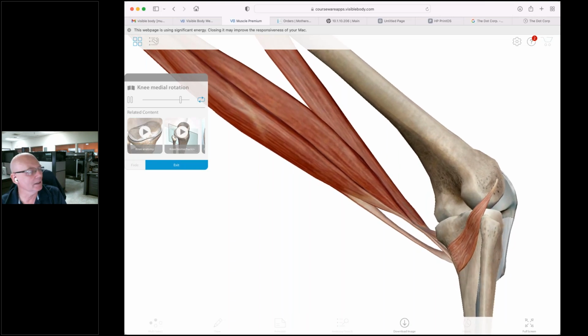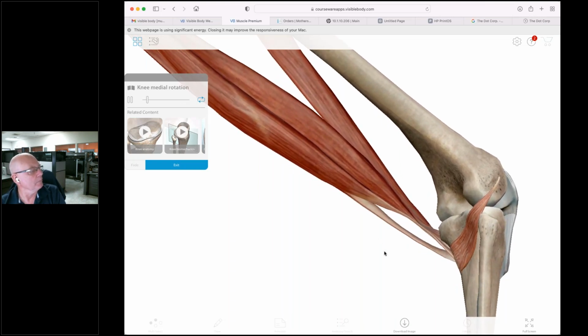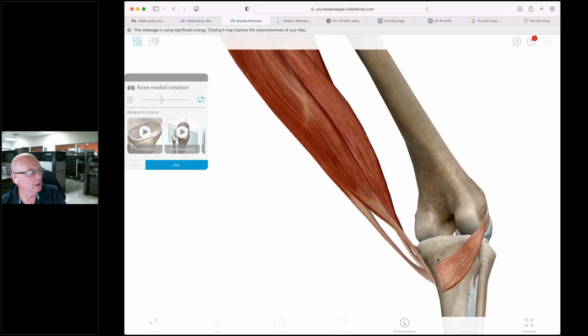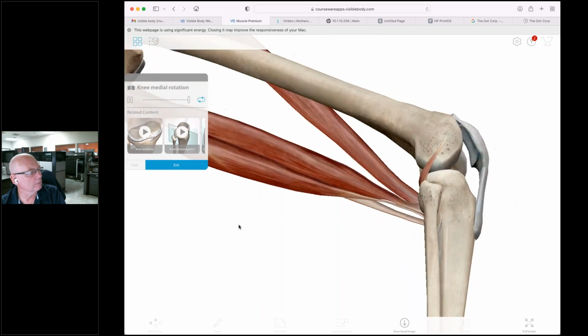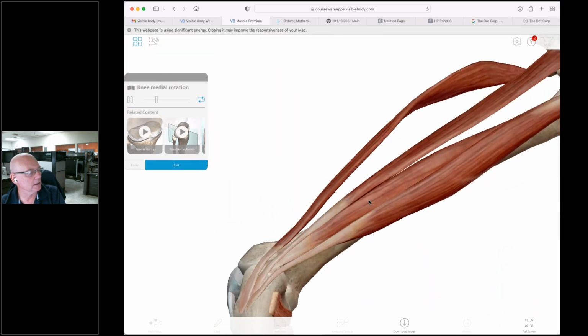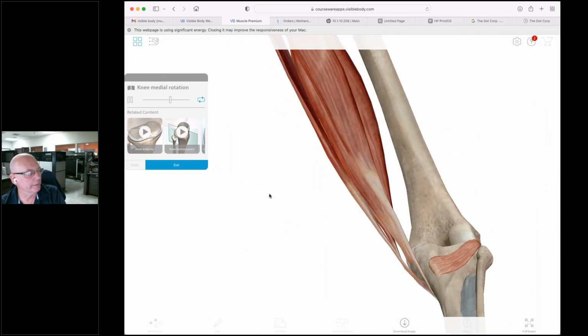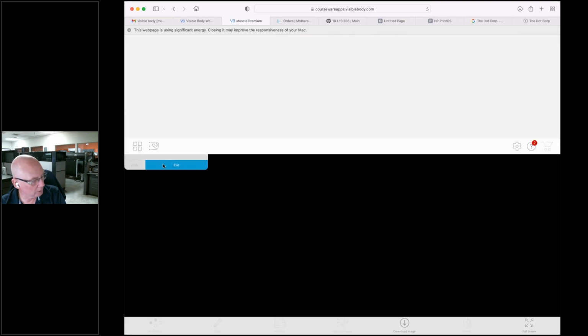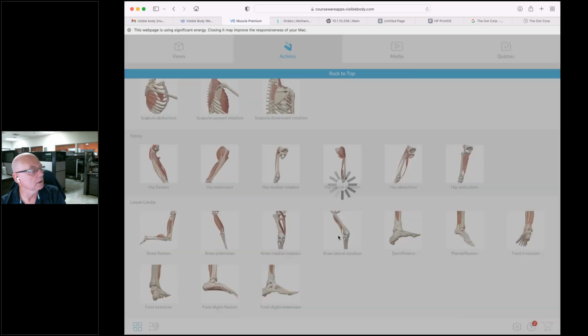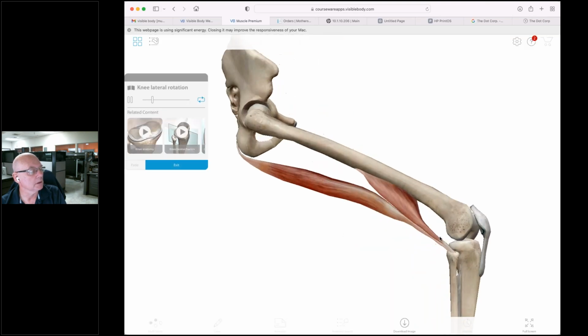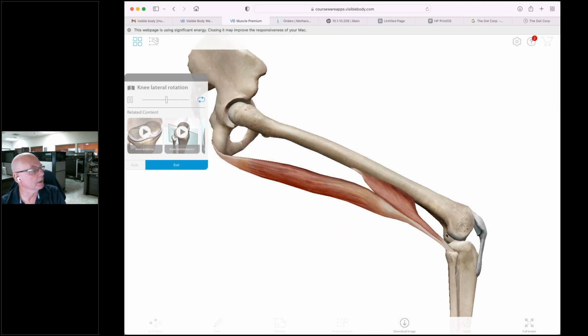Anyway, here is the medial rotation showing popliteus here, along with, what is it? The hamstrings, I guess. Anyway, we've got medial rotation. Let's see, what else can we do? So medial and lateral rotation. Let's see lateral rotation. Does it show it here? Let's see. It's not even showing that.